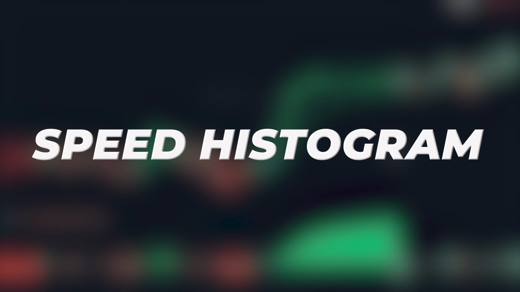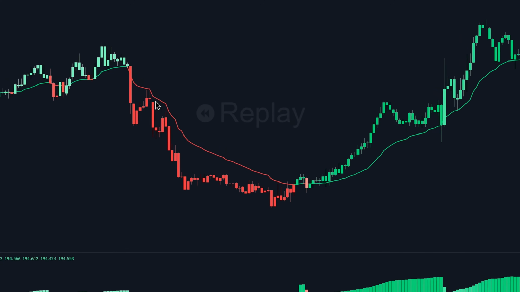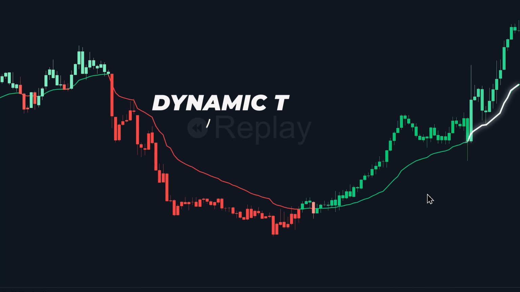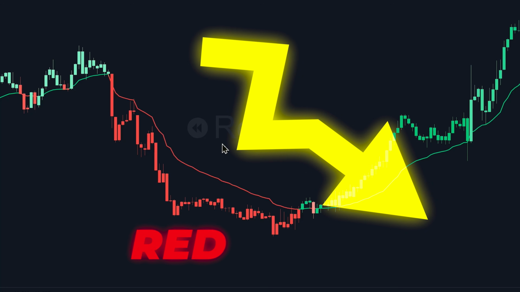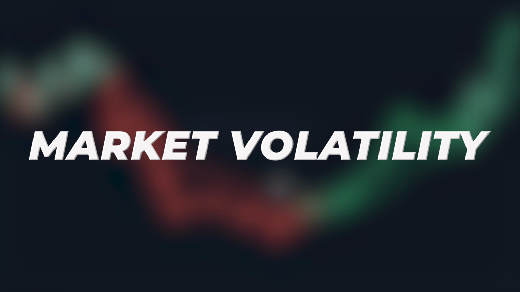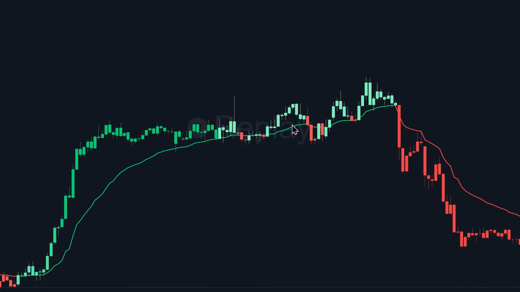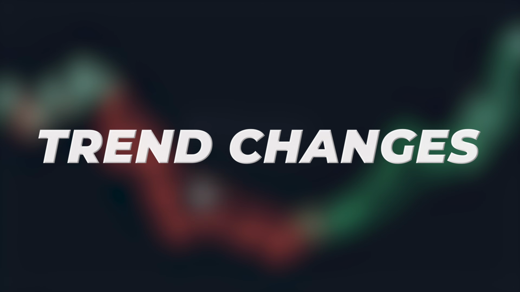So when you add it to your chart, you're going to notice a few key things. First up, right there on your price chart, you've got the dynamic trend line. This line is pretty cool because it changes color, usually green when things are looking bullish and red when they're bearish. But what's really smart about it is how it adapts to market volatility in real time. It'll actually expand when the market is choppy or moving fast, and then contract during quieter, consolidating periods. The idea here is that it can potentially catch trend changes a bit quicker than a standard moving average.